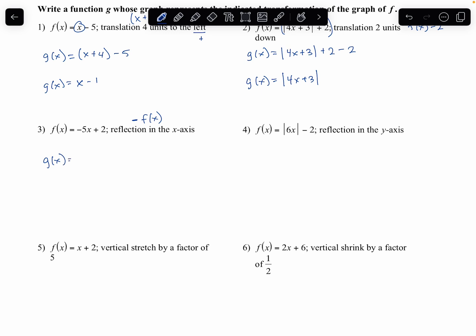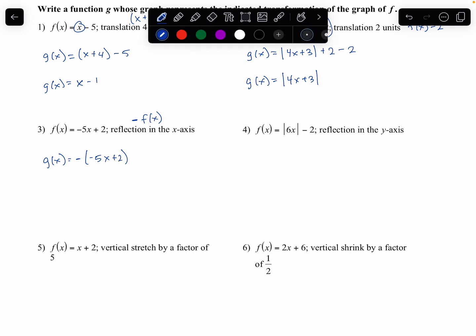G of x is going to be equal to, I'm going to first start by writing the negative, and then I'm going to multiply all the y values, and all the y values are -5x plus 2, like that right there. And now I just have to distribute to simplify, and this is going to give me positive 5x minus 2. There we go.